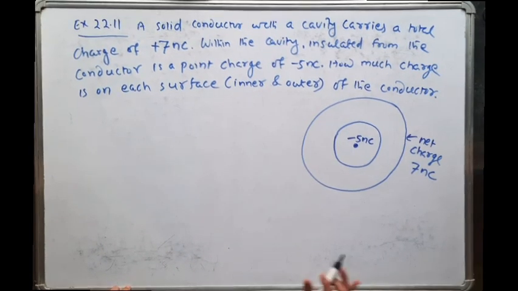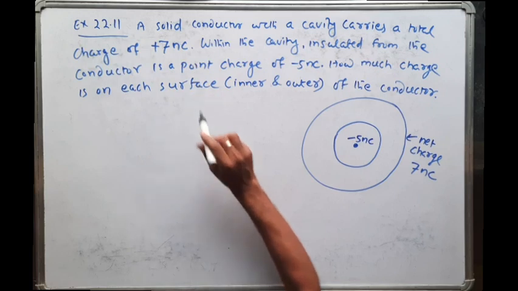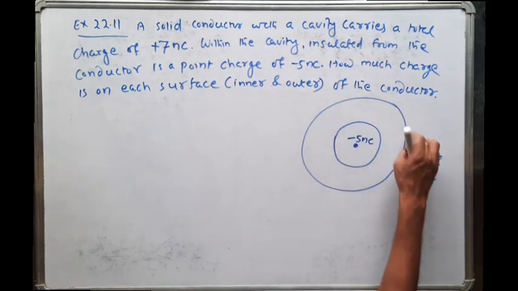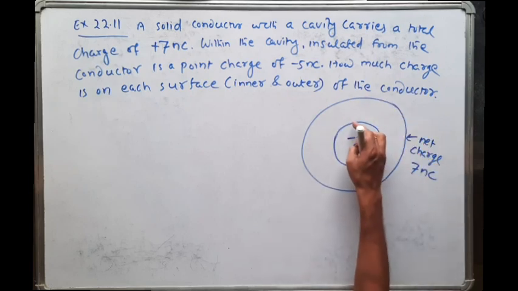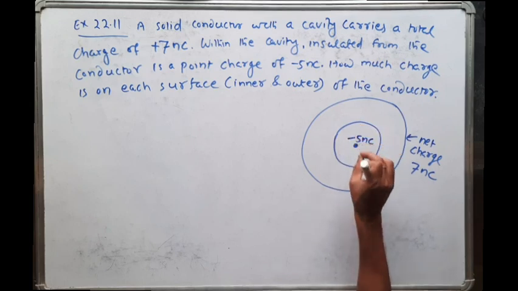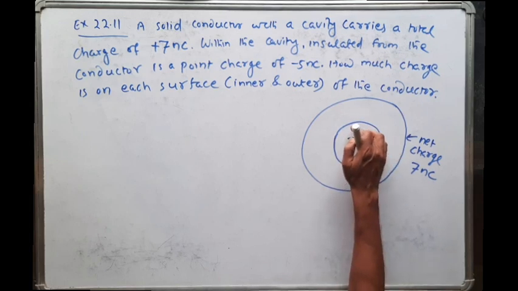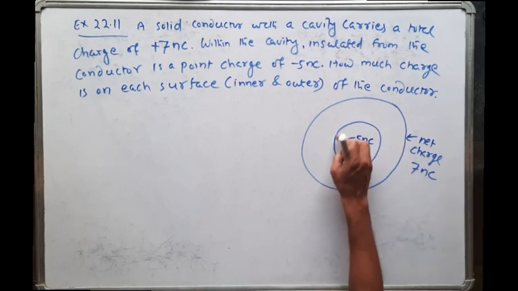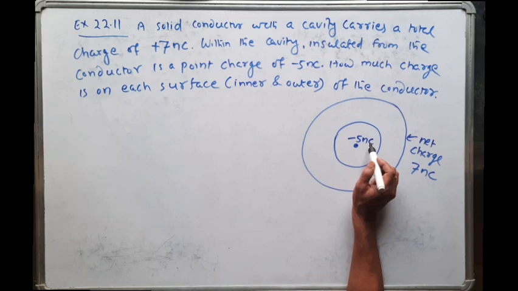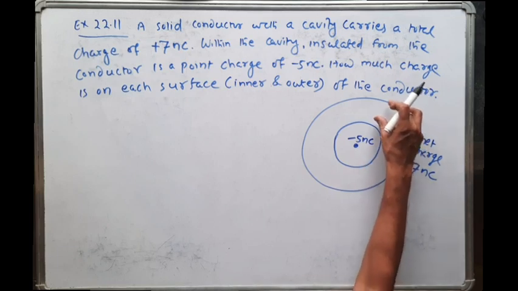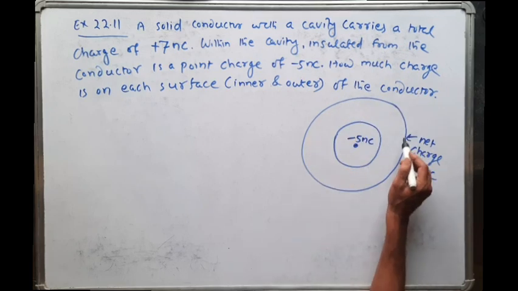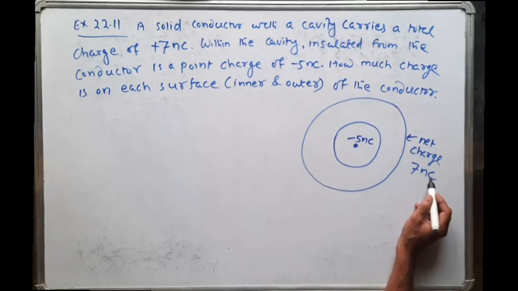So this is example 22.11. The question is like this. This is a solid spherical conductor with a cavity. So inside this there is no charged particle, meaning this is totally a cavity. In this cavity at the center there is a charge of minus 5 nanocoulomb. Clear? And the net charge on the solid sphere is equal to 7 nanocoulomb.